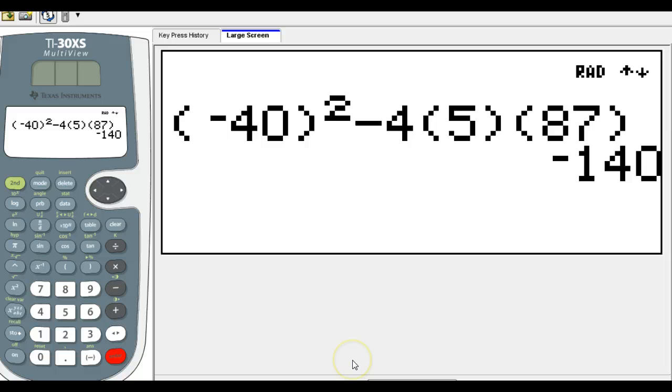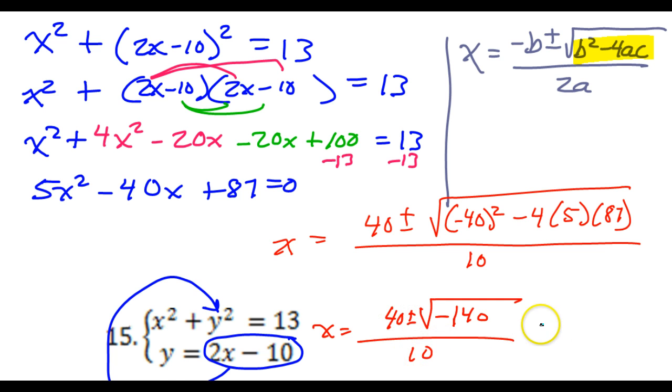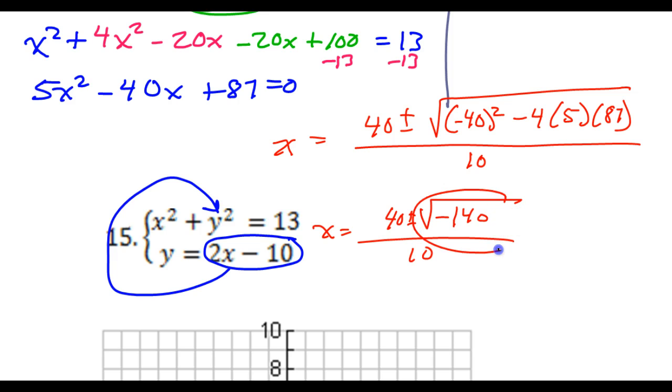It's going to be imaginary numbers, so what do I do now? Say it louder. Somebody was saying what to do. No solution. Remember what we just talked about? It means the line and the circle don't intersect. So there will be no solution. So we just stop as soon as we see that the discriminant is a negative number, negative 140. So x is equal to 40 plus or minus. We stop immediately and we say, oh wow, look at that, no solution.